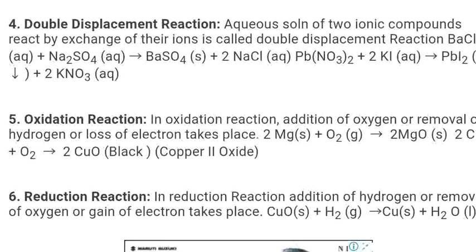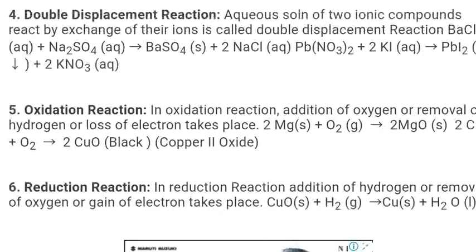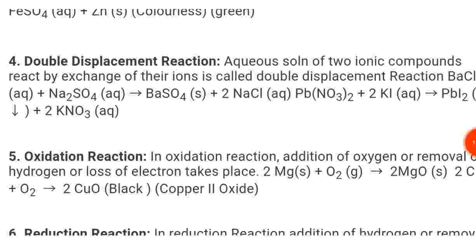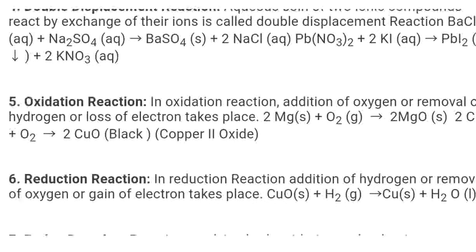Okay, so here also lead displaces iodine from potassium iodide and forms lead iodide, and potassium displaces nitrate from lead nitrate and forms potassium nitrate. So this kind of reaction is known as double displacement reaction.